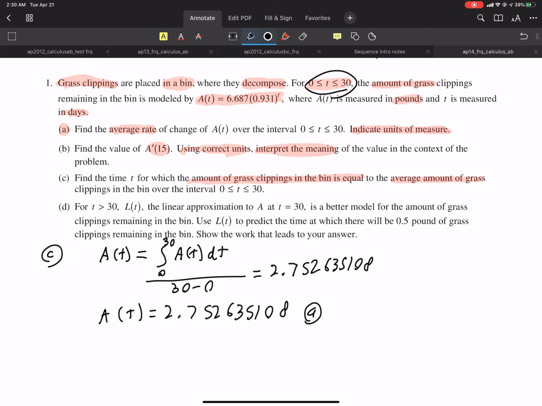So I'm going to go to Window, and I'm going to put x min 0 and x max 30 because they told us that it's from 0 to 30 days, and x represents the time in this case. My y min and y max, I just want to know when this function equals 2.752635108. So for the y value, I'm going to go 0 to 5, 0 for y min, 5 for y max, because 2.7 is roughly halfway between those, so it should give me a graph. I hit graph and see where they intersect. I see it.